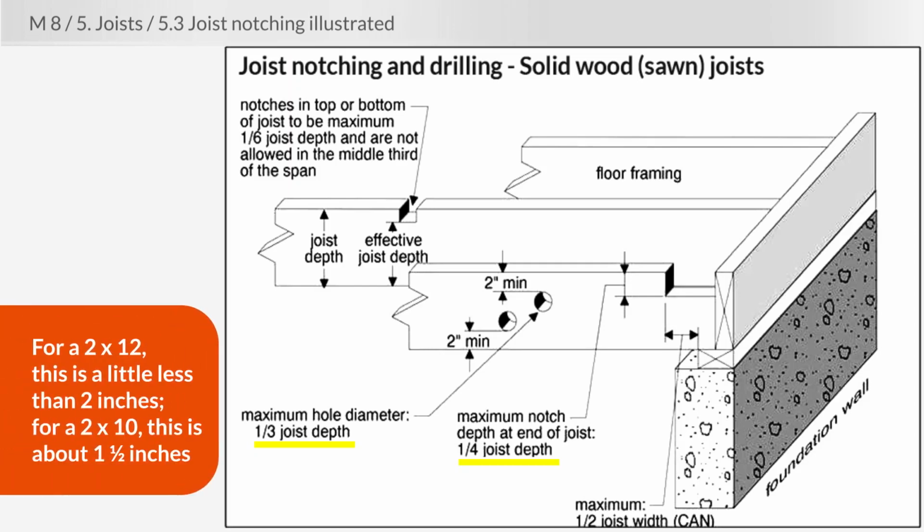So, drilling and notching for solid wood joists. These are the parameters. If notches are going to be made in the joist, whether that's for piping or something else, notches are allowed in the top or bottom of the joist, but only to a maximum of 1/6 of the total joist depth. And notches are not allowed in the middle third of the span. So the notches should only be toward either end.